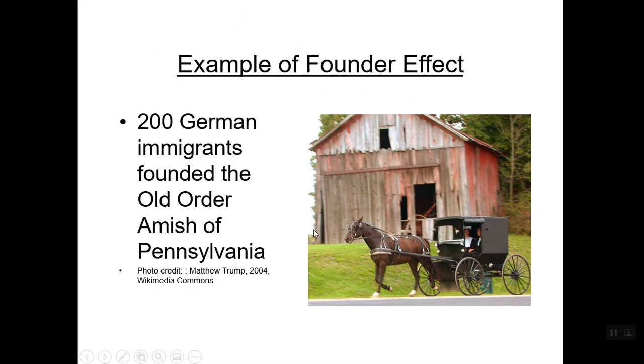There is an old order of Amish in Pennsylvania, which was established by only 200 German immigrants. Then they started, of course, this colony, if you want to call it that. And remember, one thing that is also important to mention is that Amish tend to marry each other, and also tend to marry relatives in a small community.